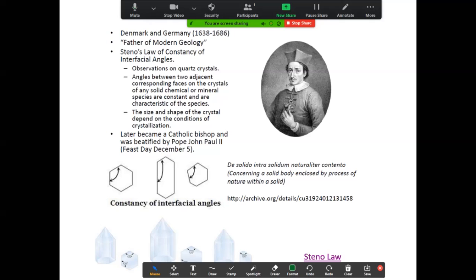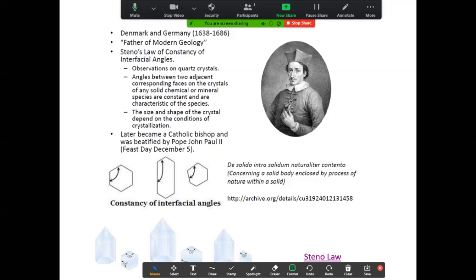And he looked at these different quartz crystals and noticed that the angle between two adjacent corresponding faces is all the same with any solid chemical or mineral species that are constant and characteristic of that species. However, he did note that the size and shape of the crystal depended on the crystallization.